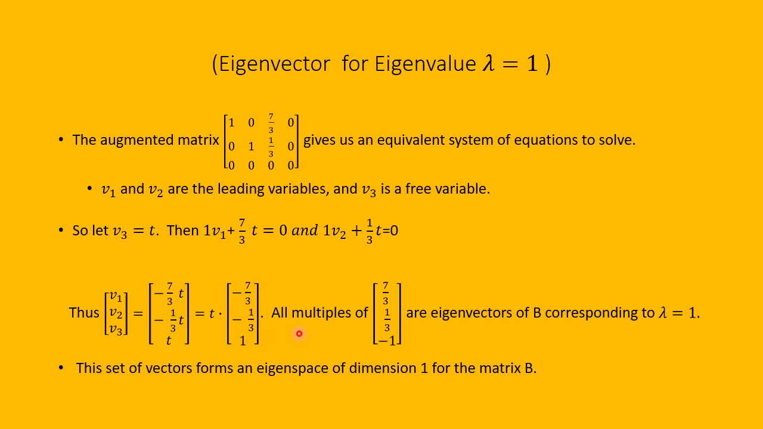So, as we saw before, all multiples of this eigenvector are also going to be an eigenvector, but not linearly independent of this particular one. There's only one eigenvector in the set of linearly independent eigenvectors for lambda equals 1. So we can say that this set of vectors generated by this one vector forms an eigenspace of dimension 1 for the matrix B.